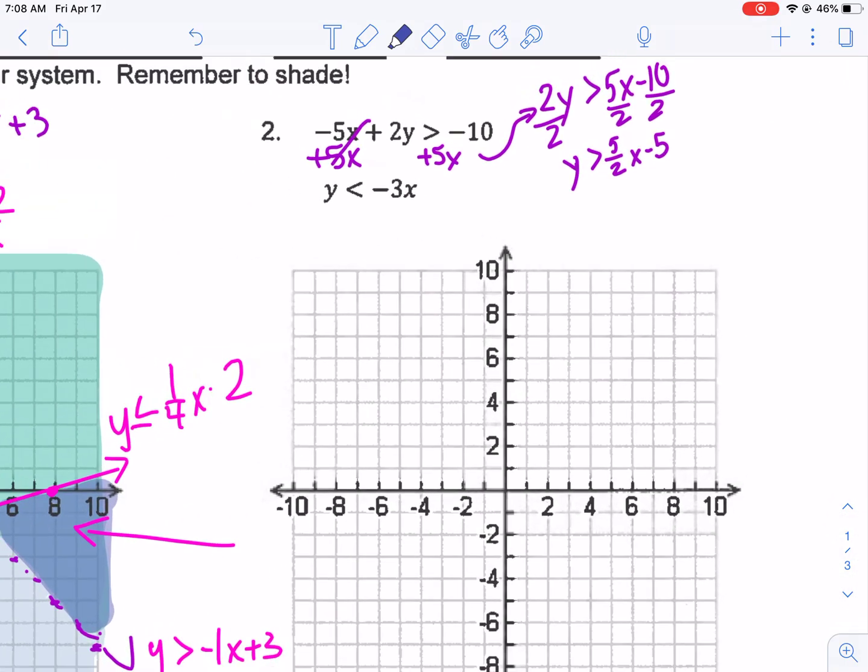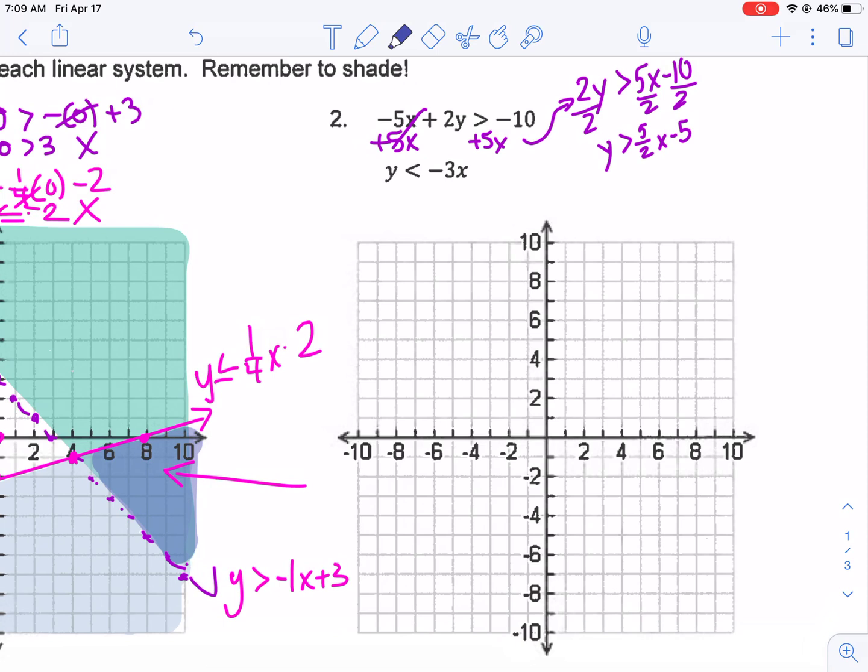Now, number 2, you should have already changed the first inequality to slope-intercept form. So let's go ahead and graph that one. Y is greater than 5 over 2x minus 5. Okay, so starting at negative 5, then I'm going to go up 5 over 2. Up 5. 1, 2, 3, 4. One more, I can sneak it in there. 1, 2, 3, 4, 5. I can sneak one more in.